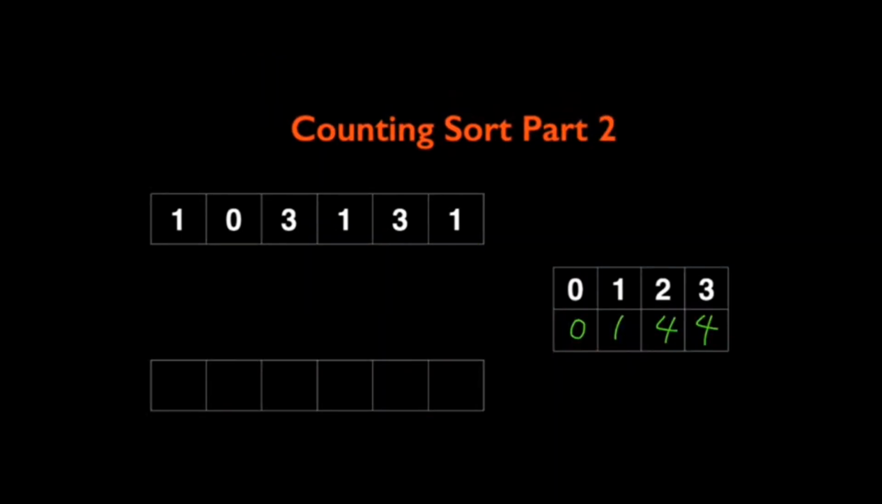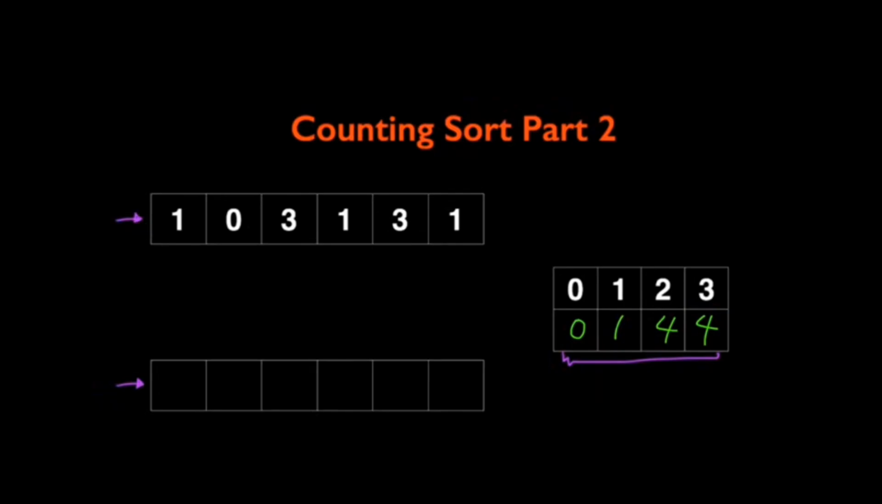Once we have the starting index for each number, the rest is relatively easy. We're going to first initialize a new array that's the same length as the original array, so length 6 in this particular case. And then we're going to iterate through the original array one by one.